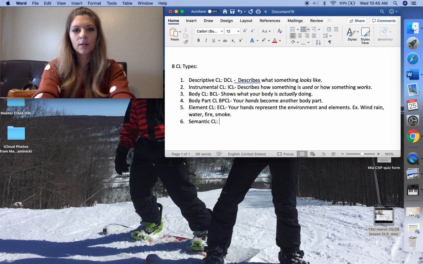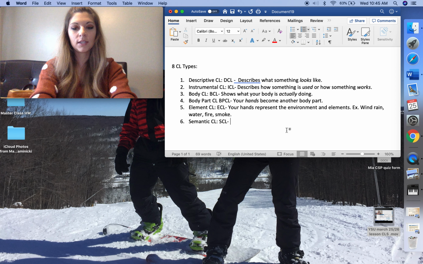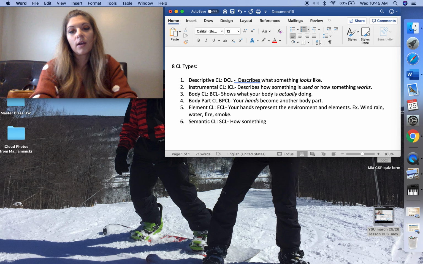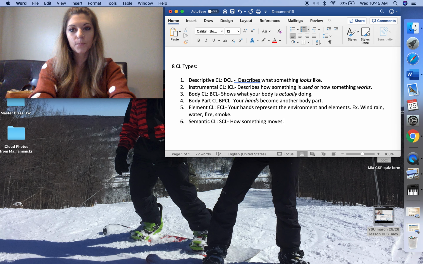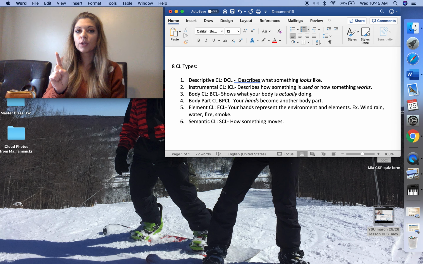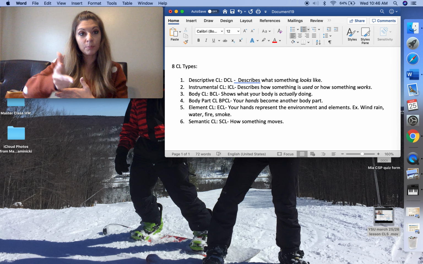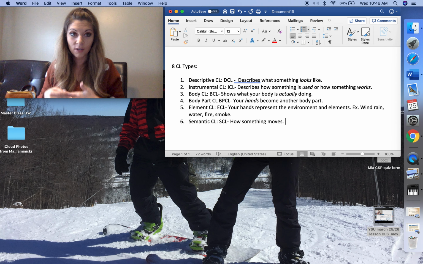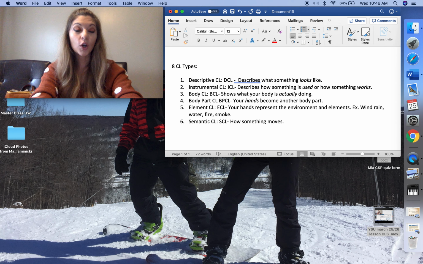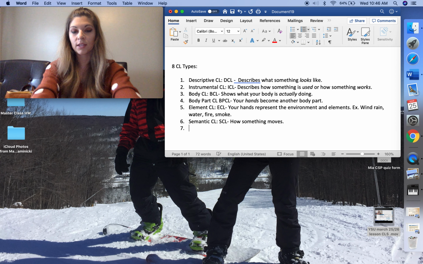Number 6, semantic classifier, SCL. I've realized that many students have a hard time remembering this definition because that word, semantic. But all it really means is how something, and I keep using the word something, I should be using nouns and verbs, how something moves. So if this is a person and this is my person walking, are they just slowly strolling? Are they walking quickly? Or is my car going down a bumpy road, or a windy road? So you add movement to your hand shapes. So how something moves: cars, people, animals, being affected by the element classifiers, any of that.